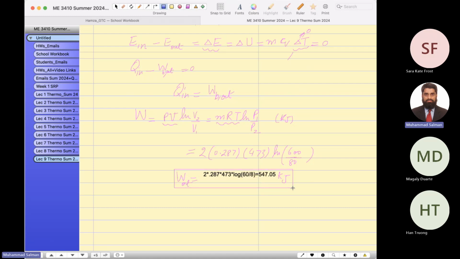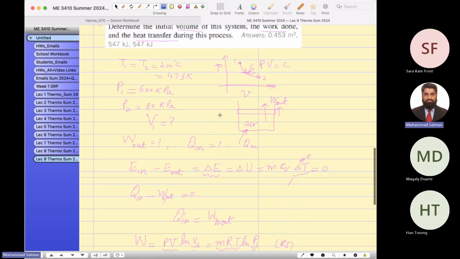Okay, this is work done in lifting the piston upward. The piston moves upward. Okay, guys, this is important that you understand the concept. The piston moves upward, gas expands, and the work is done.